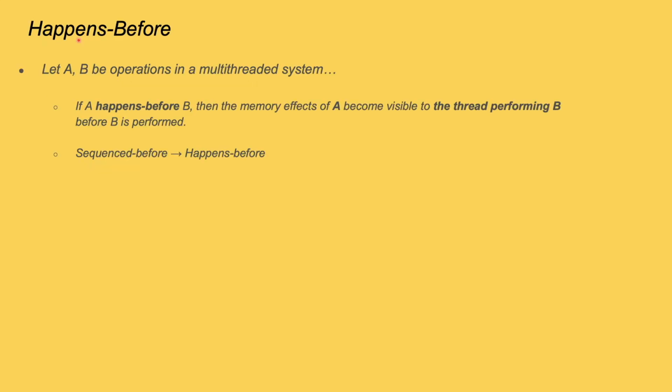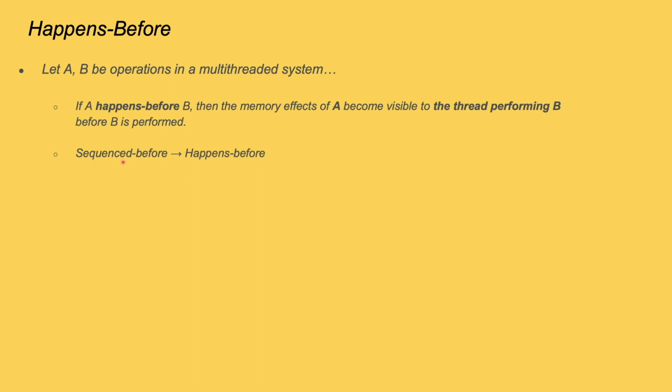The C++ standard defines another relationship formally, which is called happens before. Happens before is a generalization of sequenced before, or program order, that we saw before. And it's defined as follows. If A and B are operations in a multi-threading system, if A happens before B, then B should see the side effects of A. By side effects, we mean if A writes something, B should see it. And as we mentioned, sequenced before was defined in a single thread. Happens before is a generalized form of sequenced before, and it's defined between multiple threads.